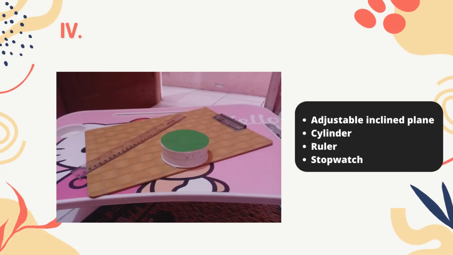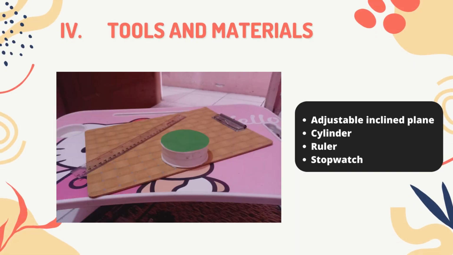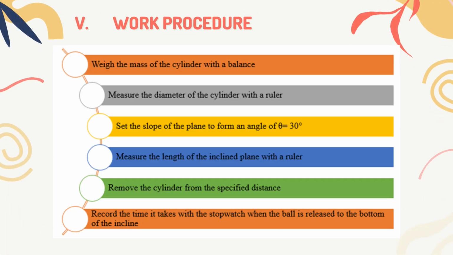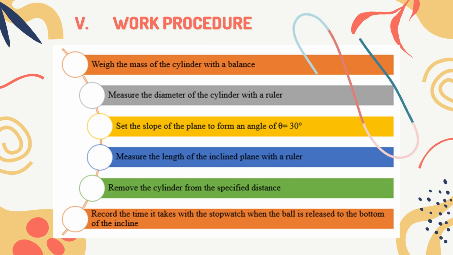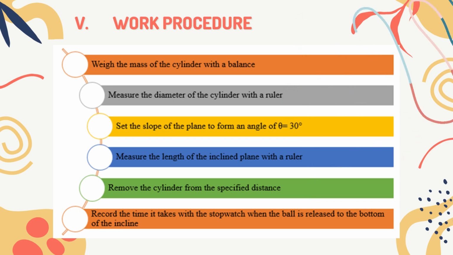The tools and materials we need are, first, an adjustable inclined plane, second, a cylinder, third, a ruler, and fourth, a stopwatch. Part 5, work procedure. The work procedure is as follows. First, weigh the mass of the cylinder with a balance. We get the mass of the cylinder is 0.3 kg.